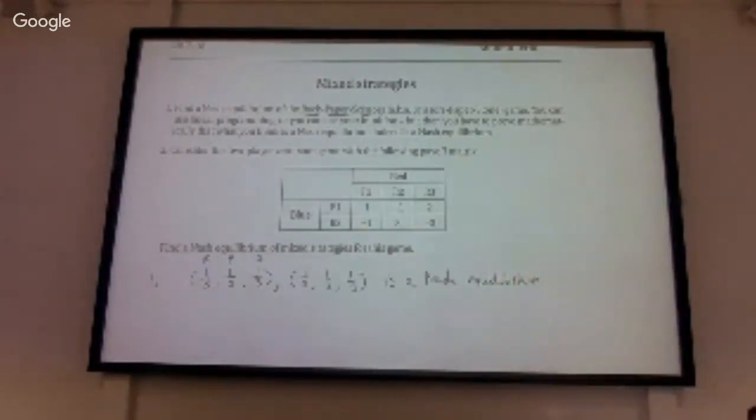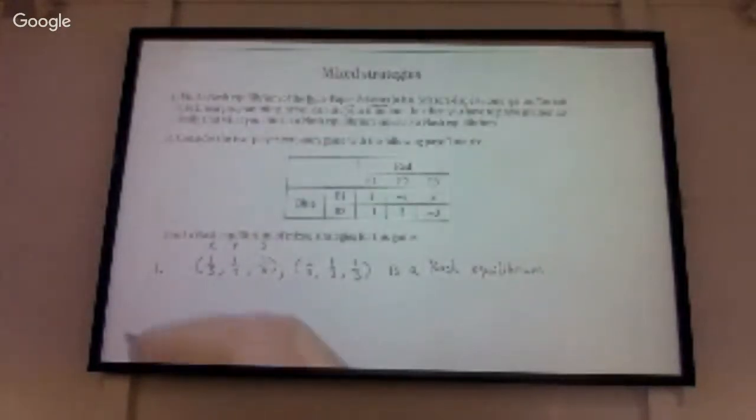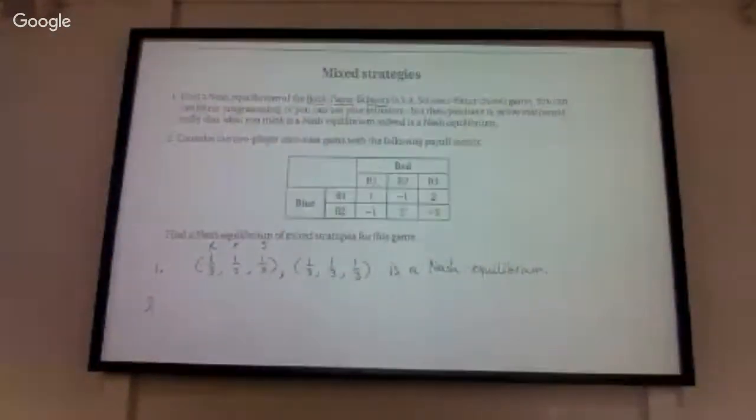Now you can find it in the linear programming way that we did last week, or you can do some tricks and prove that it's a Nash equilibrium, but we don't have the time for that. And the second one is similar. Here, you probably cannot guess what the Nash equilibrium is going to be.